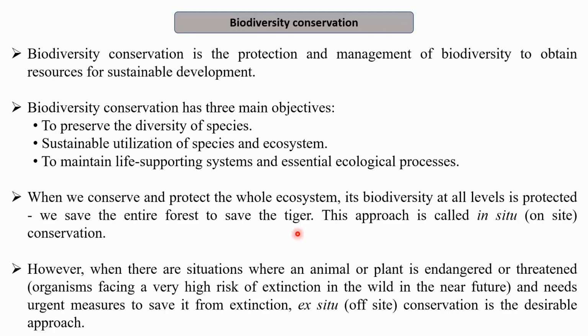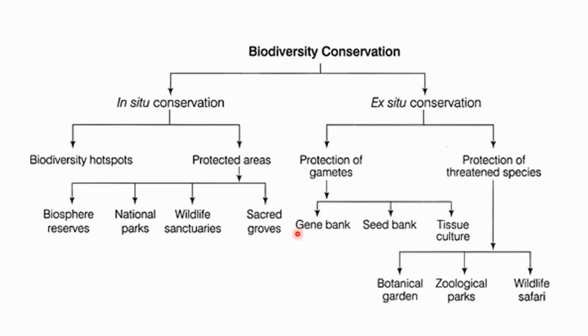So there is an urgent need to save them, and therefore we cannot save them using the in situ approach. Therefore, what we do is we try to do the off-site conservation of such species, that is, we try to take the approach of ex situ, that is off-site. So biodiversity conservation can be divided into in situ conservation and ex situ. In situ means on-site, ex situ means off-site.